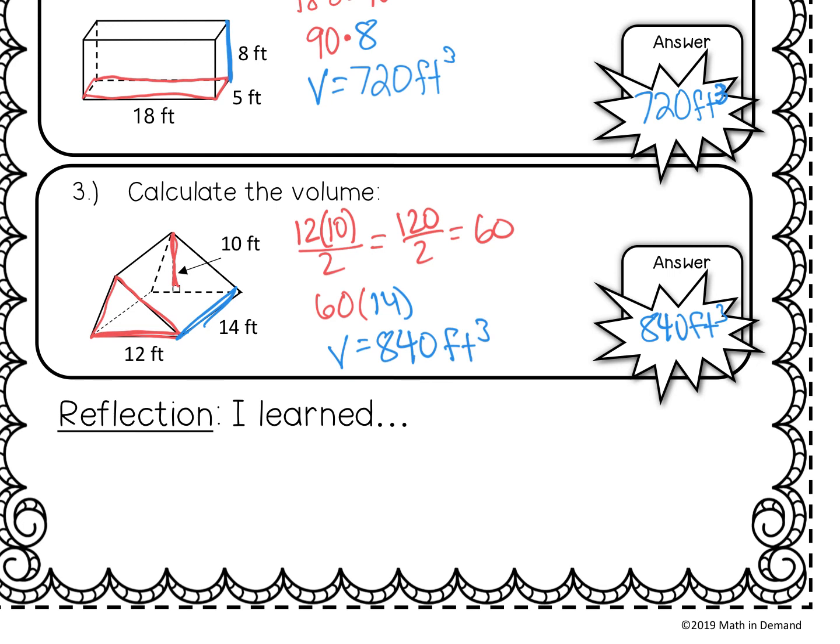So go ahead and reflect on things that you learned about and put this in your notes so that you have it to refer back to later. But the big thing is that it's always area of base times the height of our prism.